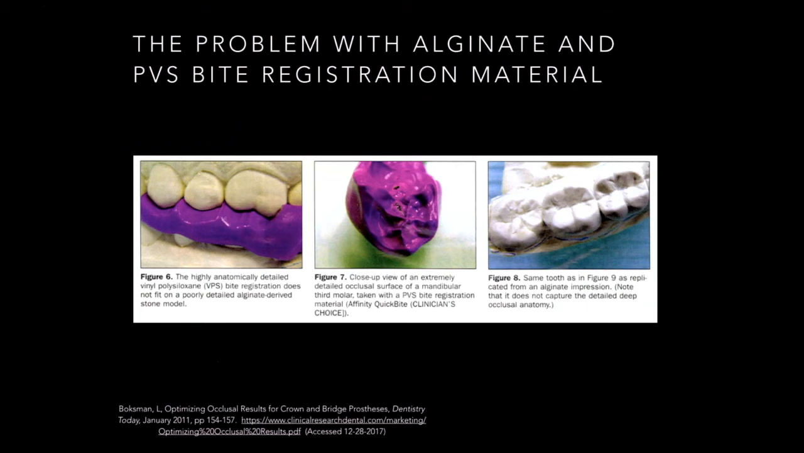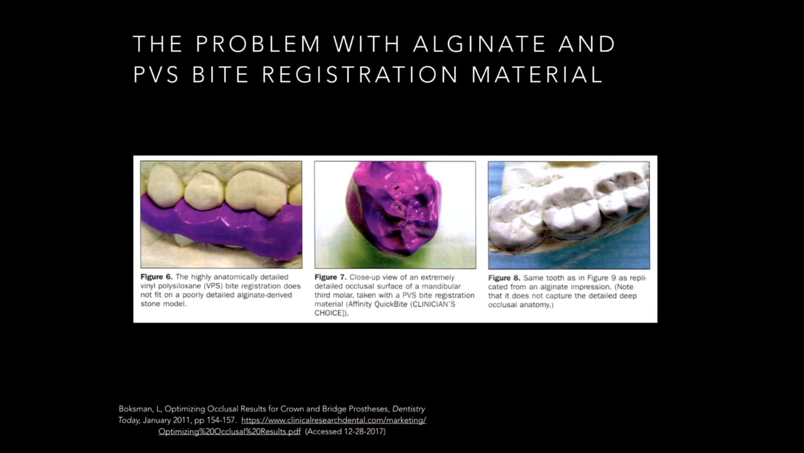So that's the second purpose of the Lucia jig. Now, he commented on the amount of space that's present between the arches. That's important because PVS bite registration material is more accurate than alginate, so you need to have enough bulk of PVS material so that you can trim it.